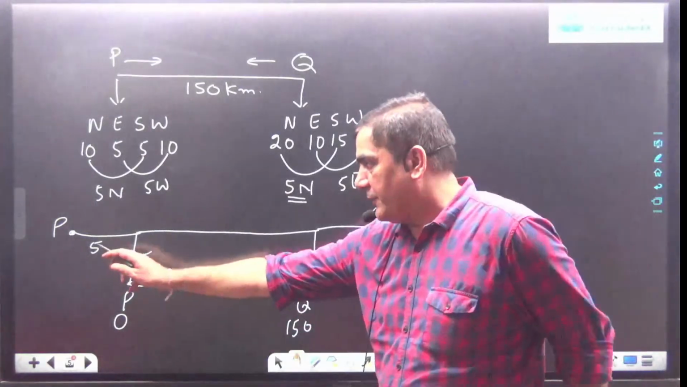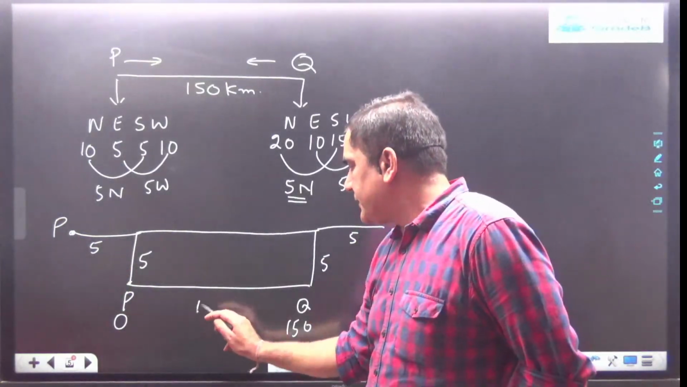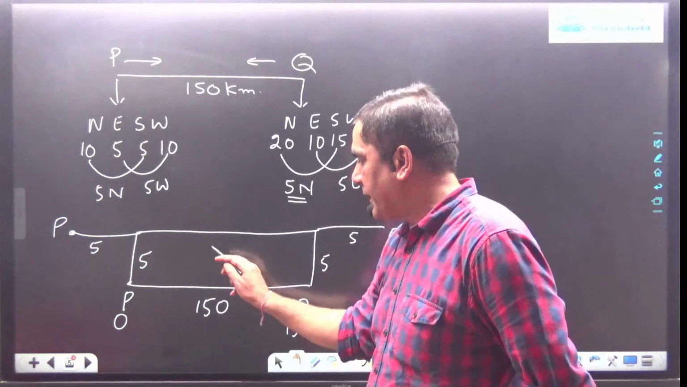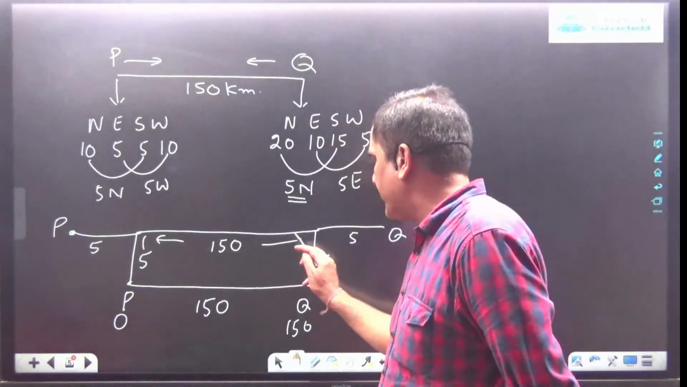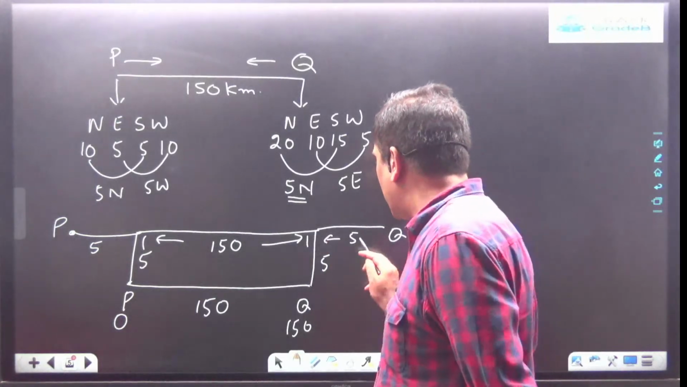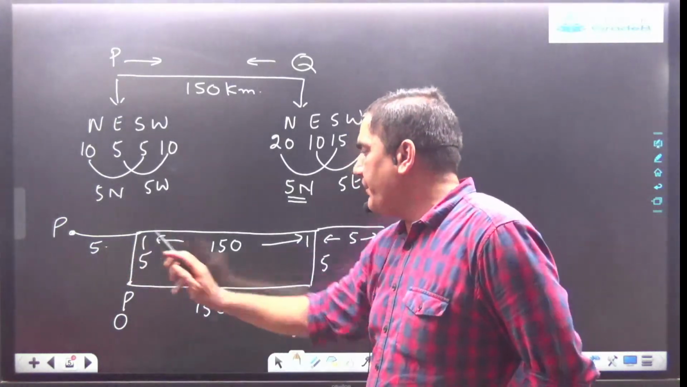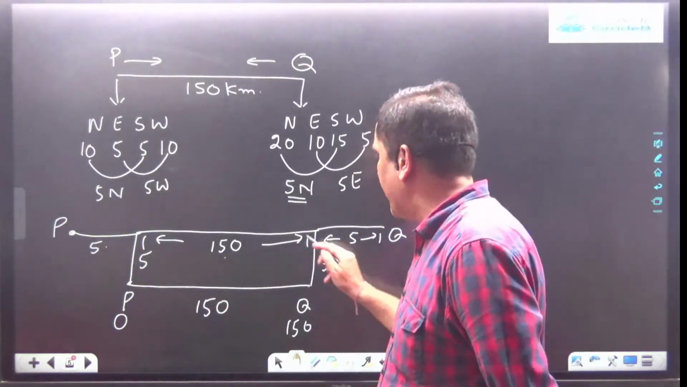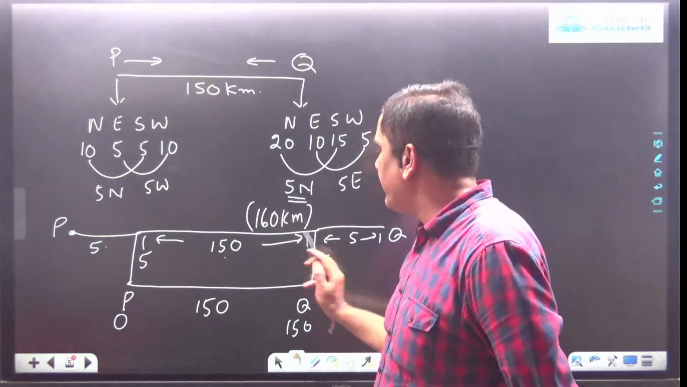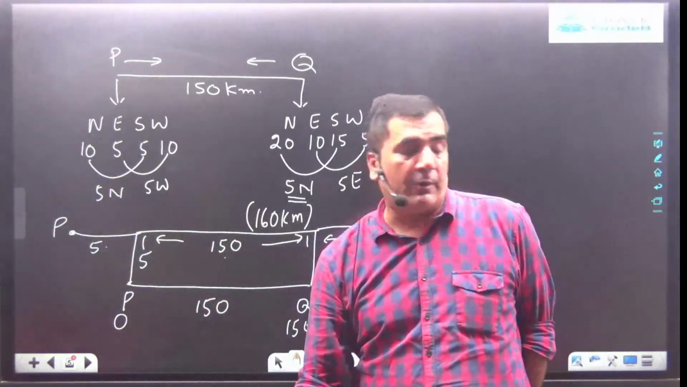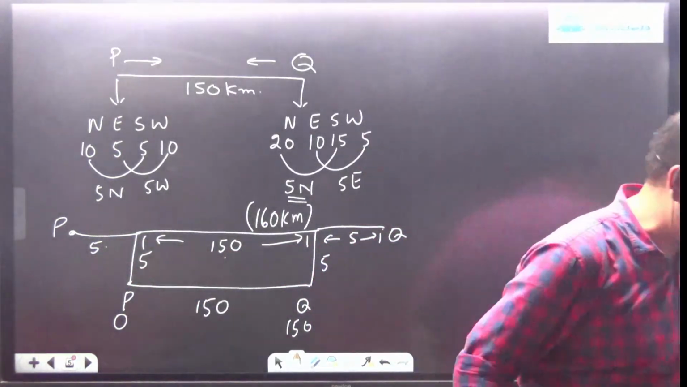So this is 5. This distance is given to be 150. So from here to here, this will be 150. And this is also 5. So ultimately my answer will be what? 5 plus 150 plus 5. So the answer should be 160 kilometers. Distance between P and Q at the last point will be 160 kilometers.